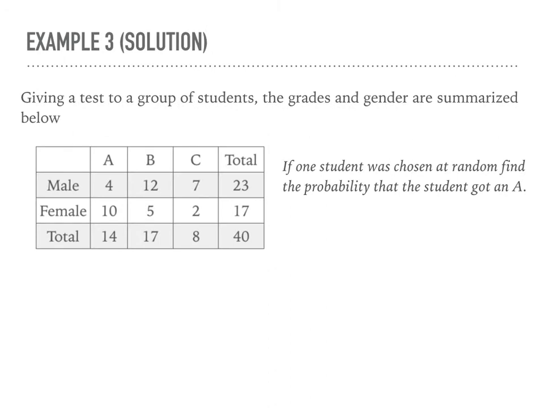So giving a test to a group of students, the grades and gender are summarized below. If one student was chosen at random, find the probability the student got an A. So there's 14 that got an A out of the total 40. You would want to simplify this though. So simplifying it, you can divide both your numerator and denominator by 2, and you'd have 7 over 20.